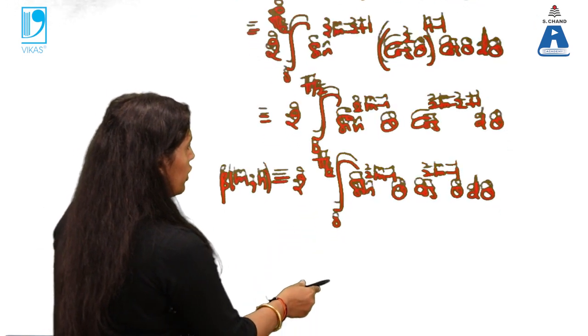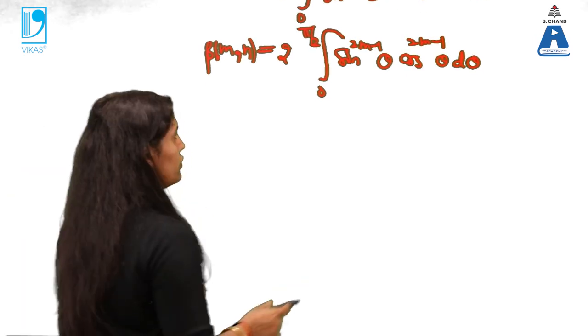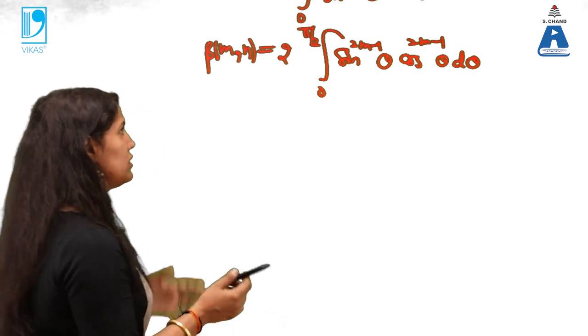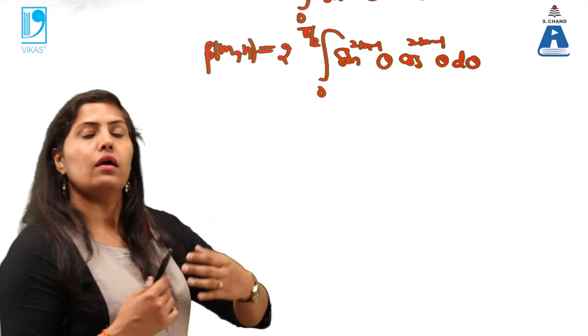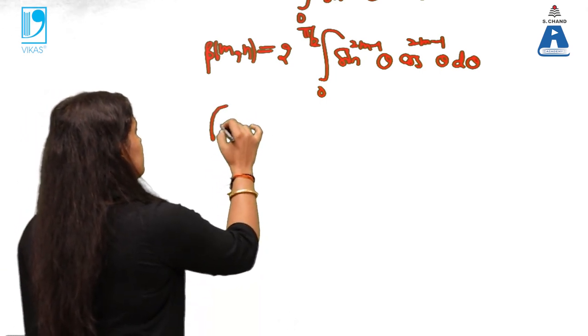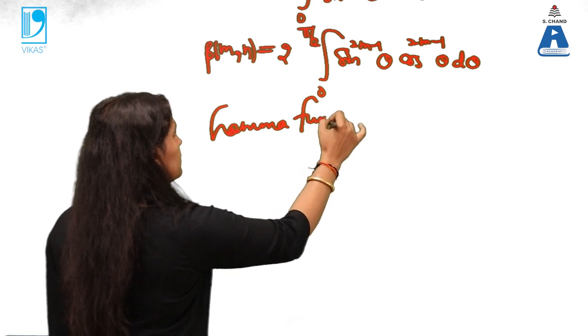You will not get to know the use of this beta yet, because I have just given you the forms. I will introduce another function, that is the gamma function. Then I will link them up, and you will see how it makes our calculation simple. So beta function is done, and now the gamma function.